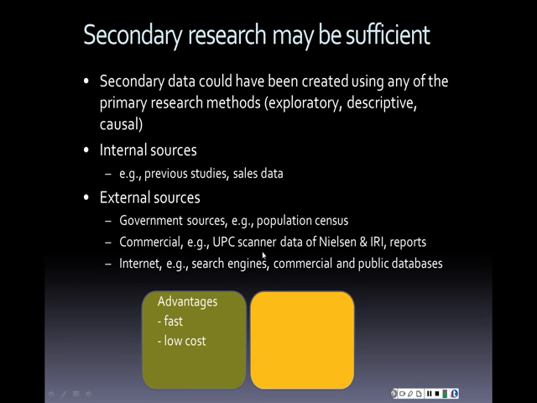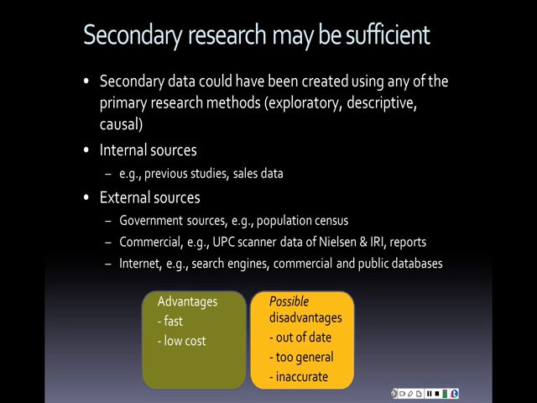So in the case of this barcode data, the companies that get that data and sell it are selling it to lots of different customers, not just to you. And so that cost is usually shared across a lot of different customers, and so this research tends to be lower cost. So it's fast and lower cost, but what are some of the disadvantages? And there clearly are some, which is why we don't always rely just on secondary research.